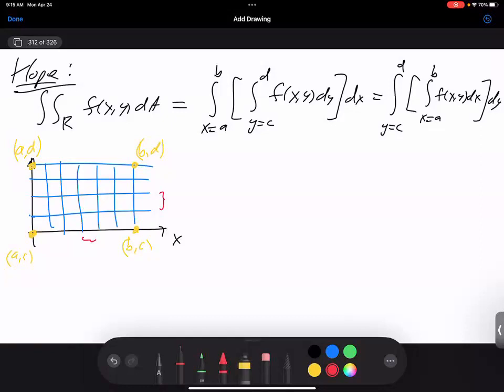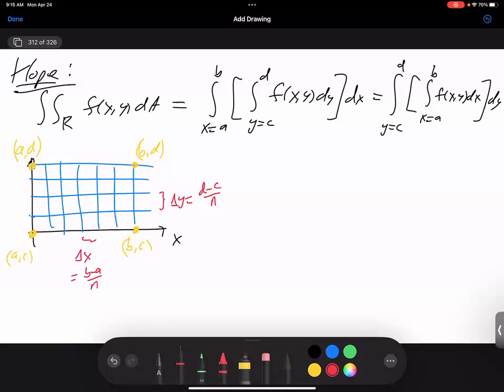So this might be, let's call this maybe delta y, which would be d minus c over n. And over here, this might be delta x, which would equal b minus a, over the same n. I'll chop it up the same way for each.